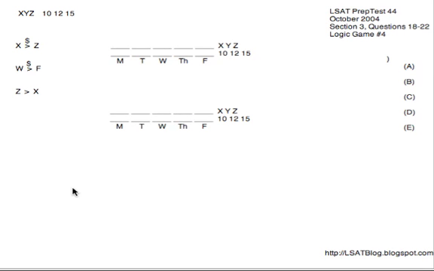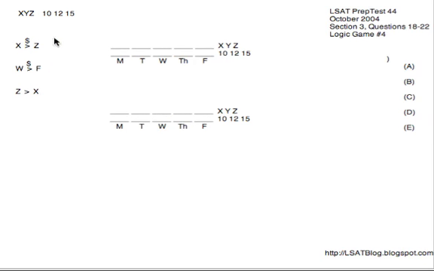Guys, this is test 44 game 4. This is the parking lot game. I've set up a lot of stuff here, but don't worry, I'm going to explain all of that. Just look at the top diagram for now, where we have Monday through Friday with the parking lots X, Y, and Z, and the costs associated: $10, $12, and $15 each.